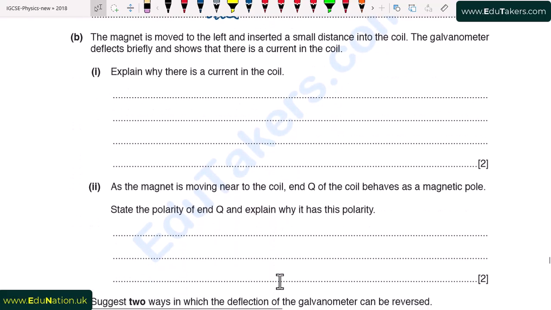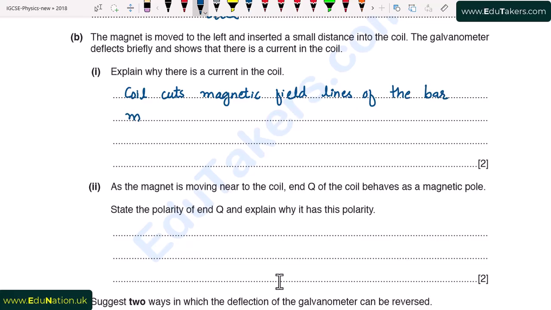So I write here: coil cuts magnetic field lines of the bar magnet and induces an EMF, so does induced current.